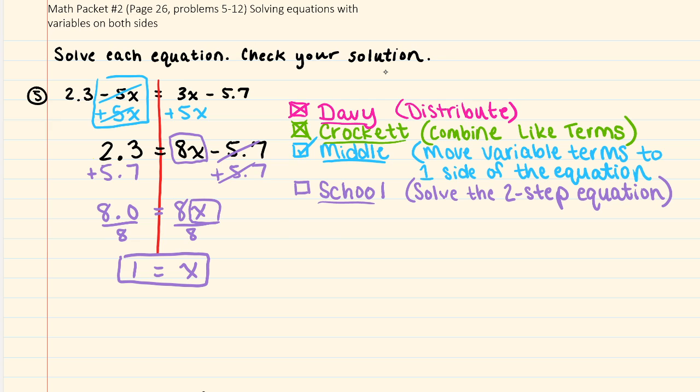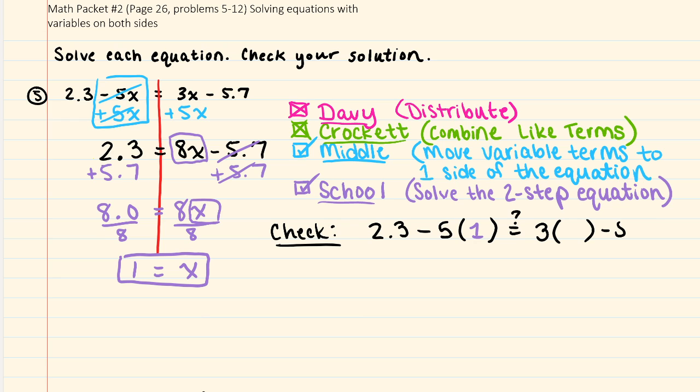So I'm going to perform a little check over here. Also, I forgot to check where I did the last step. So I'm going to copy the original problem, except wherever I see an x, I'm going to plug in my solution. And hopefully the left side comes out to equal the right side, if we did it correctly. Plug in a 1 for x.